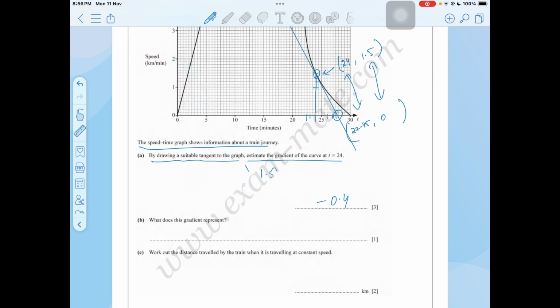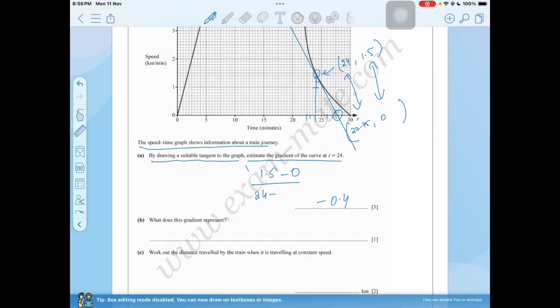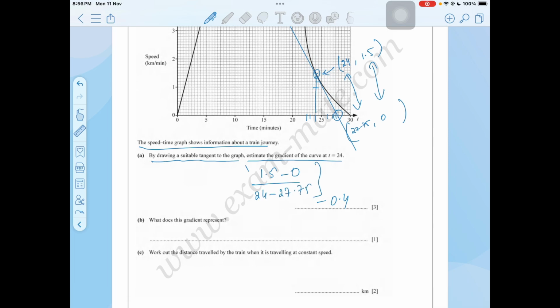So this is 1.5 minus 0 and 24 minus 27.75, right? So we get our answer in negative. What does this gradient represent, right? This gradient represents deceleration, basically. A negative gradient in a speed time graph means deceleration, basically.